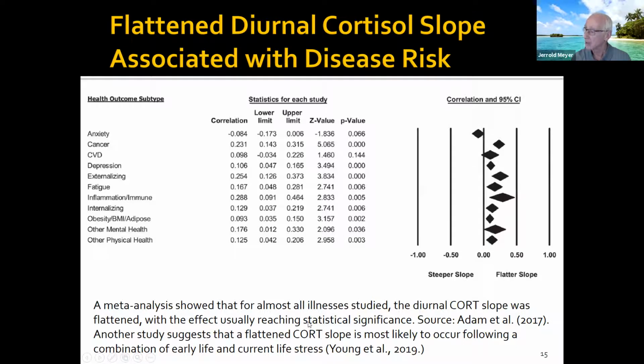So in general, having a flatter cortisol slope is associated with a tendency towards illness. And a second study, more complicated, so I'm not showing the data here, found that the flattened slope is especially likely to occur in people who have a combination of both early life stress, meaning childhood stress, and current life stress.